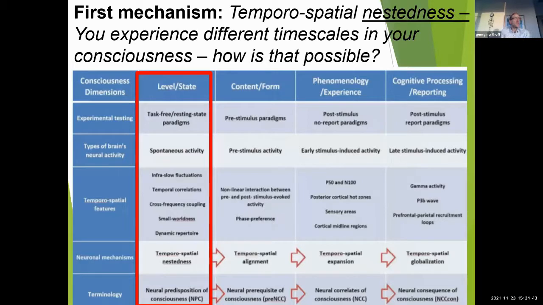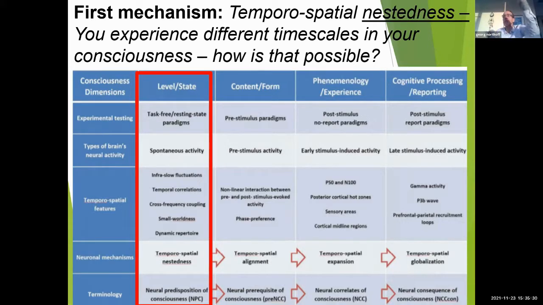So one key of our consciousness is that we have different time scales. You have your consciousness over a very short time span, but you can link it also to longer time spans. Your self-consciousness, for instance, is over milliseconds, over minutes, and then also over hours, days, weeks, years, and decades, centuries not. However, you see these are different time scales. And in consciousness, you do not distinguish between these different time scales. So how is that possible? Your brain integrates these different time scales for you. And that's what we call temporal spatial nestedness.